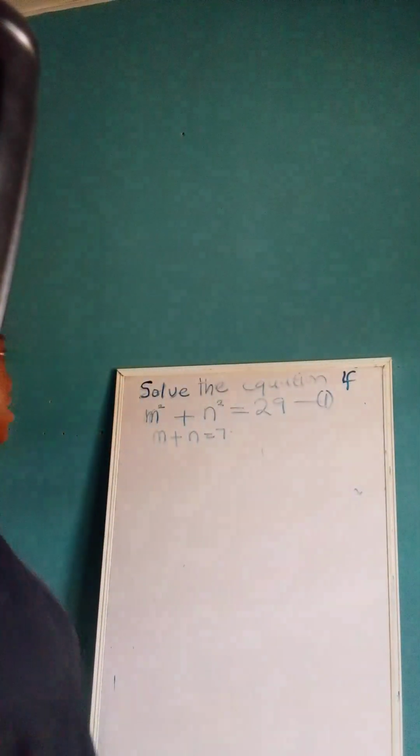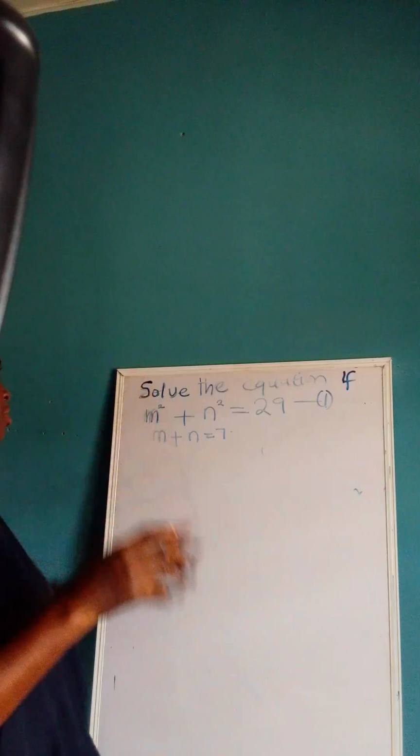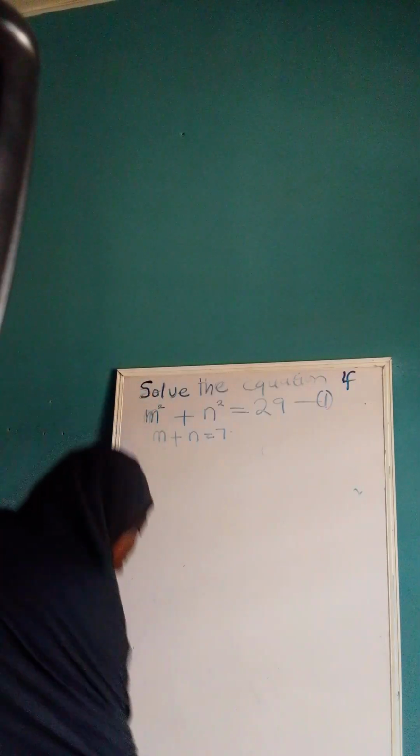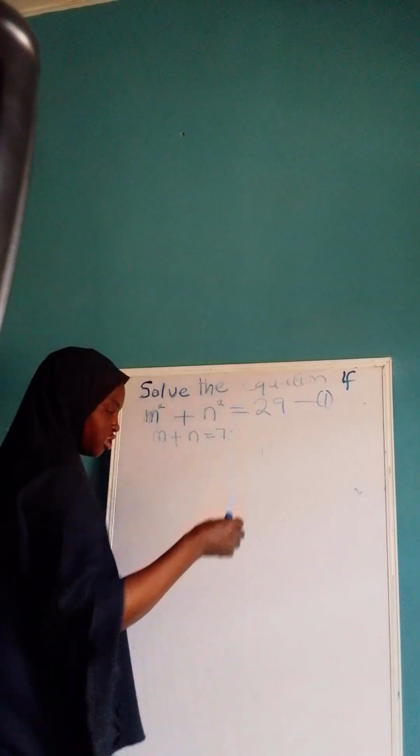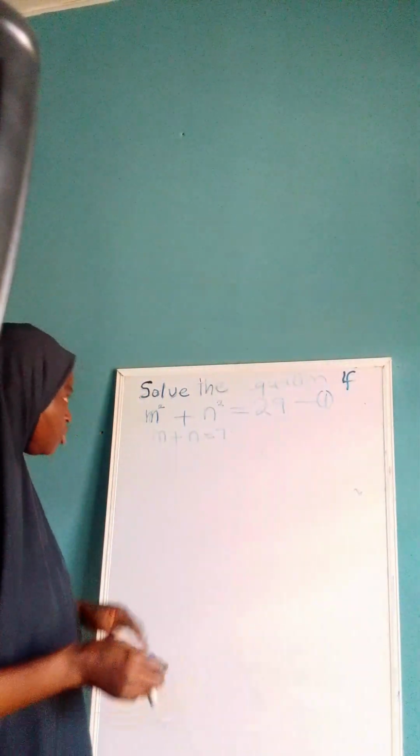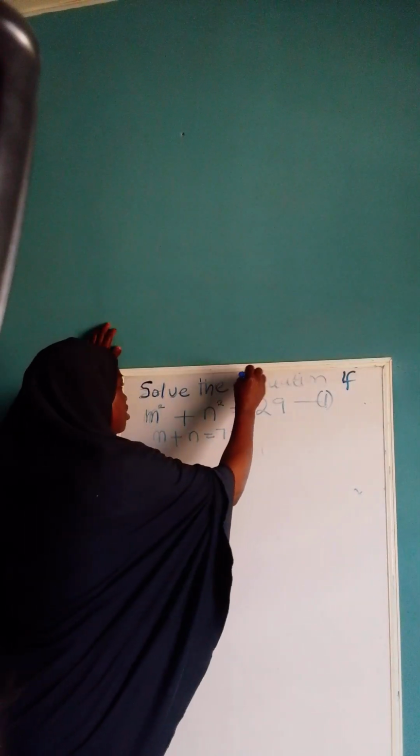Afternoon. So today we'll be treating this simultaneous equation. This type of simultaneous equation is the type that leads to a quadratic equation.